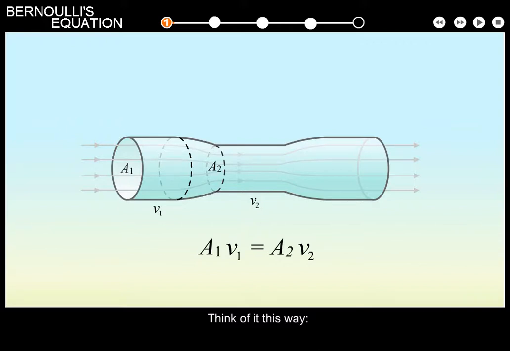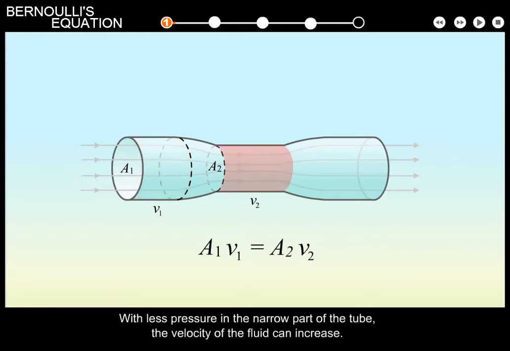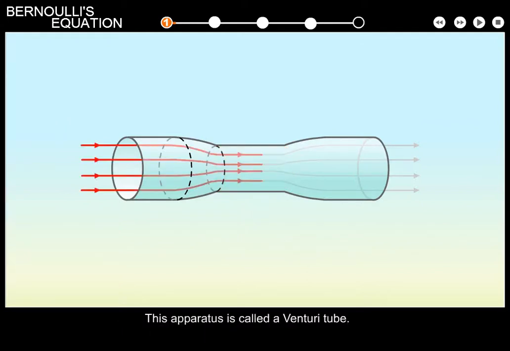Think of it this way. If the pressure were not greater in the wide part of the tube, then the fluid would not speed up as it moves from the wide to the narrow part of the tube. With less pressure in the narrow part of the tube, the velocity of the fluid can increase. This apparatus is called a Venturi tube.